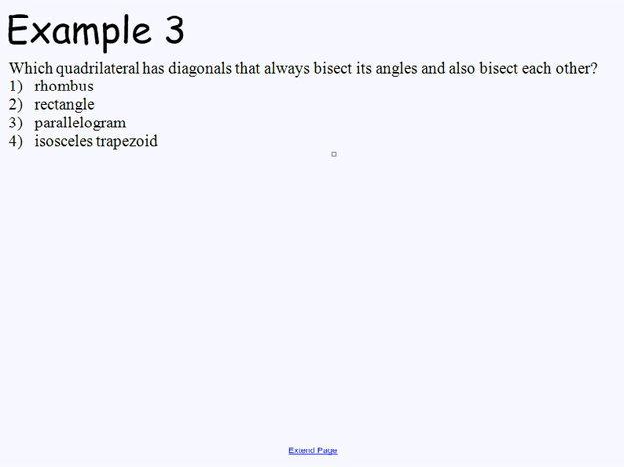Example 3. Which quadrilateral has diagonals that always bisect its angles and also bisect each other? That would be a rhombus. It's not a rectangle because in a rectangle the diagonals do not bisect the angles. And it's not a parallelogram because that doesn't always happen with parallelograms. And it's not a trapezoid either because diagonals bisecting angles is not a property of isosceles trapezoids.